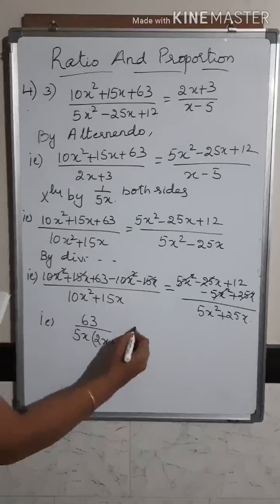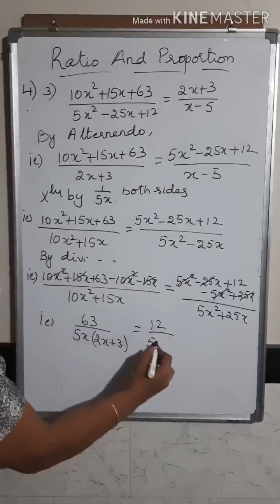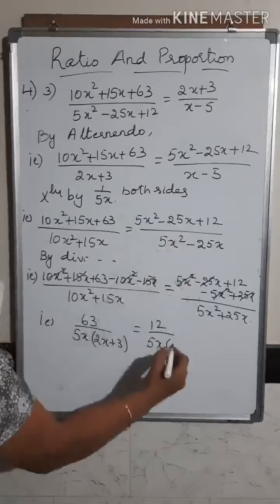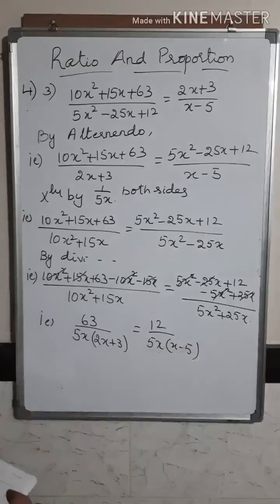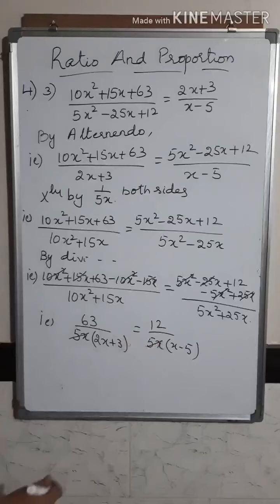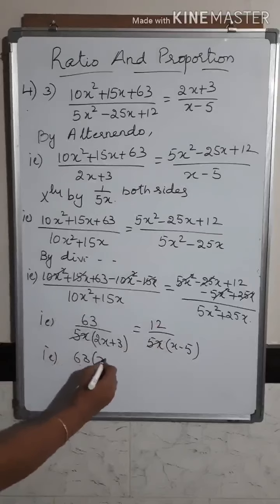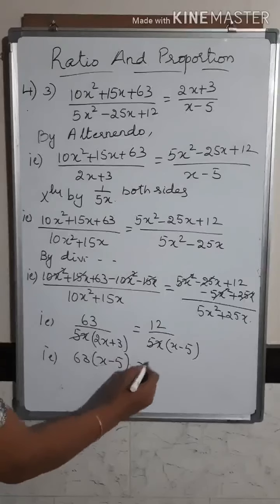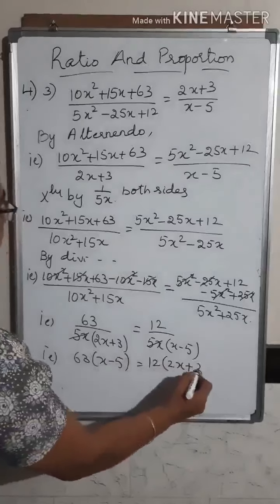Then is equal to the other side, 12 upon, again taking 5x common on this side, you will get the same expression, that is x minus 5. To make this simplification easier, I am taking out the common factor. Now what you can do is cancel this 5x on both the sides. Cross multiply and find out the value of x. So you get 63 into x minus 5 this side. The other side you get 12 into 2x plus 3.